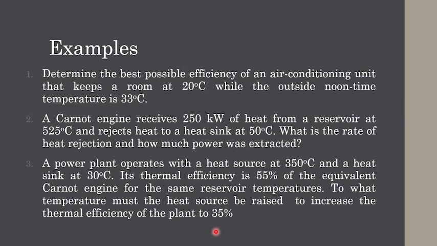A power plant operates with the heat source at 350 degrees Celsius and the heat sink at 30 degrees Celsius. Its thermal efficiency is 55% of the equivalent Carnot engine for the same reservoir temperatures. To what temperature must the heat source be raised to increase the thermal efficiency of the plant to 35%?